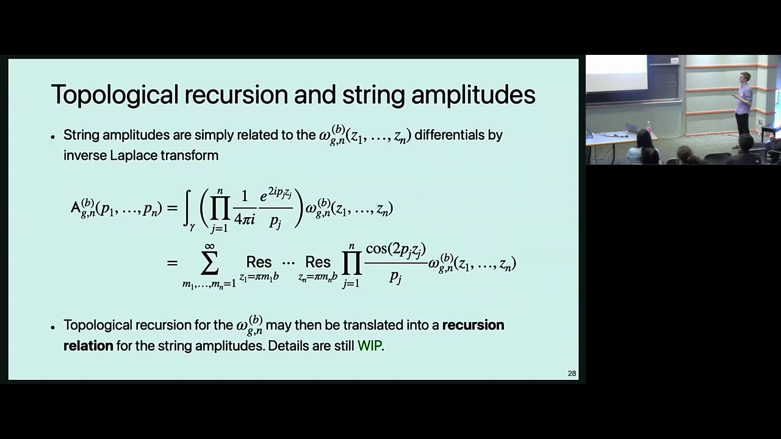So then what you can do is translate the topological recursion for the differentials omega directly into a recursion relation for the string amplitudes themselves. This is some generalization, if you wish, of Mirzakhani's recursion relation for the Weil-Petersson volumes. Now, some of the details of that formula, such that I trust the various coefficients that appear, are still work in progress, but there is a formula.